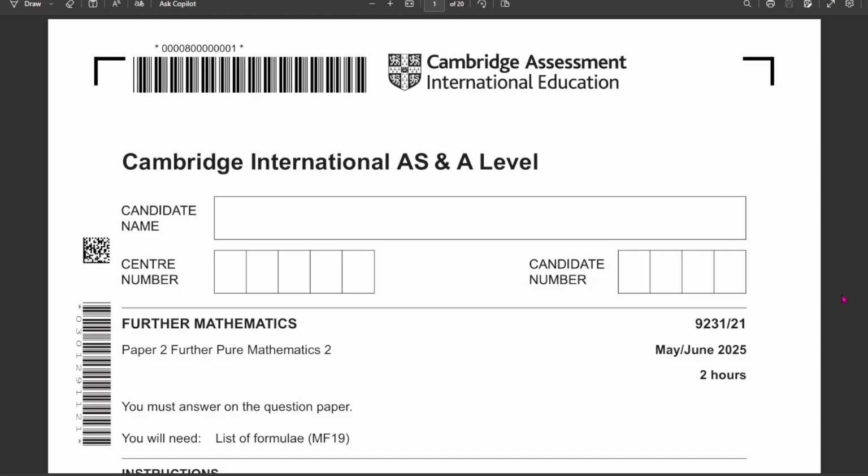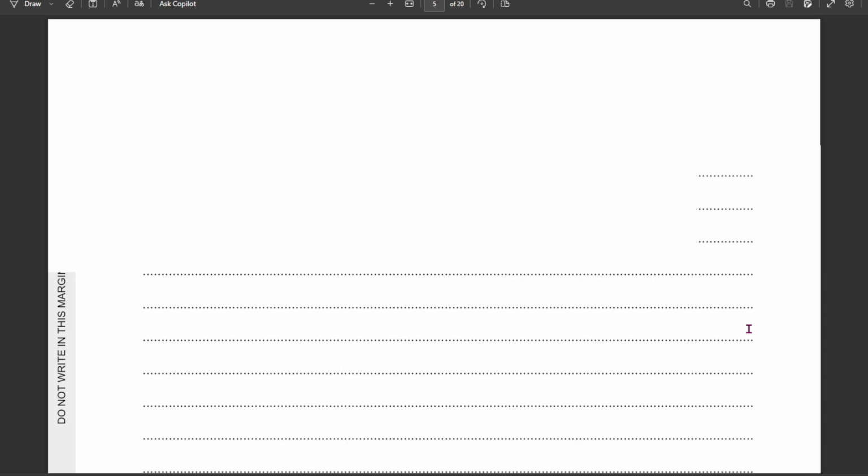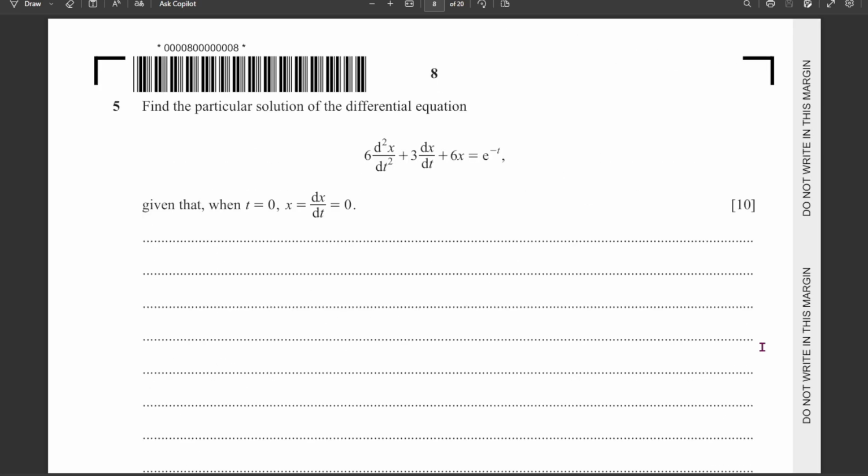The syllabus code is 9231 and this is Paper 2, Further Pure 2, variant 1 from the May-June 2025 series. We go for question 5. This is a second order differential equation that is not homogeneous, and we are given some initial conditions, the boundary conditions here, and we want to find the particular solution.